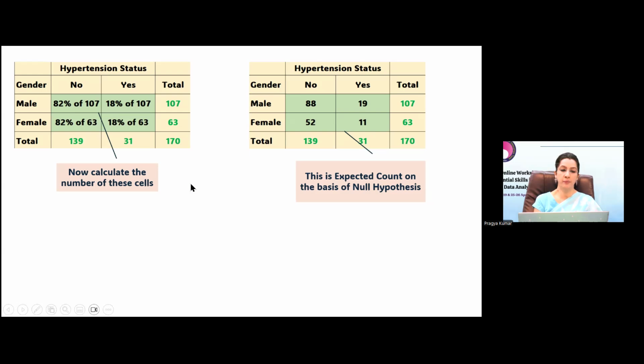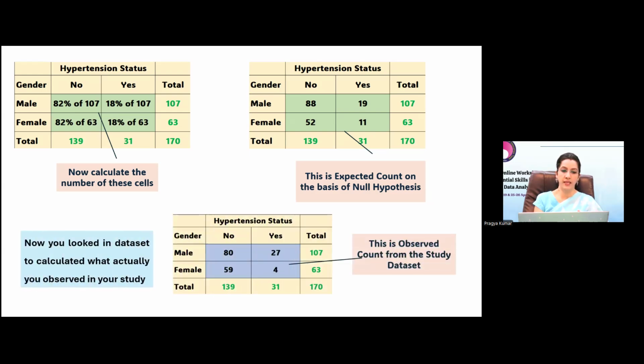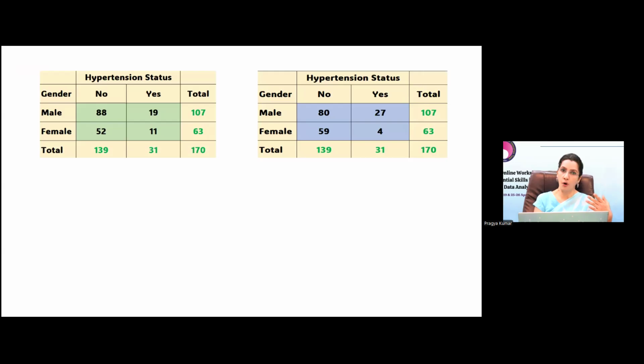The same proportion, that's the expected count. And when I look at the data set, this is my observed count. The expected count assumes that irrespective of gender, it will be the same in both, yes and no. The observed count is what you actually observe. The difference between observed and expected is what happens in the background of the calculation, which says that yes, there is a difference. So this is the count: 88, 19, 52 and 11.